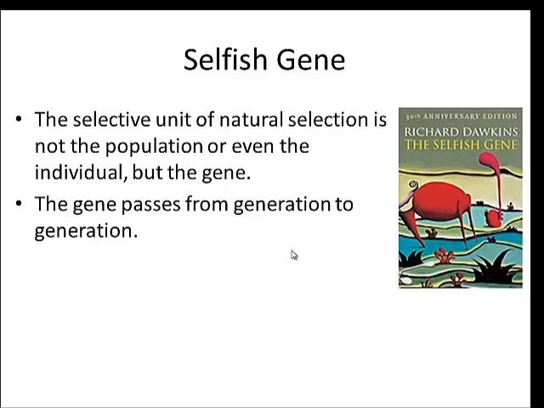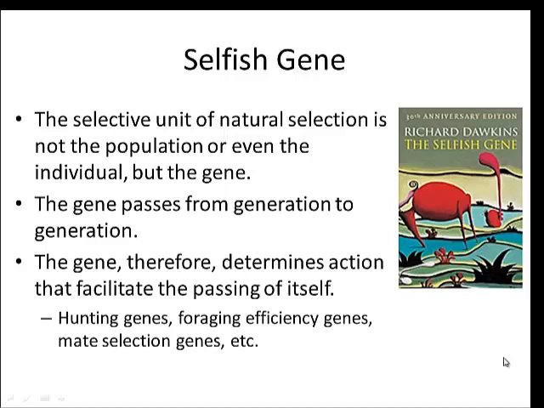I'm going to give you some examples of this. Genes are passed from generation to generation. It's the thing that's consistent. If a gene produces proteins that ultimately cause an adaptation in the animal, then that gene will be passed on because they will, on average, live longer and breed more. The gene, therefore, determines actions that facilitate the passing on of itself.